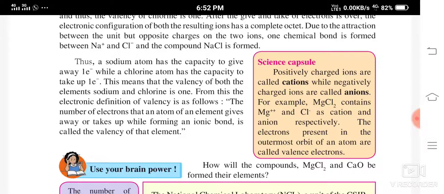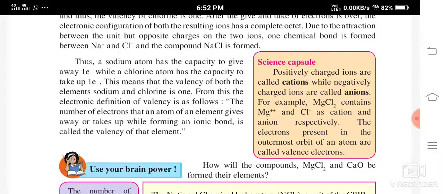I have shown you how. So, see that again and again. Go back if you want and see it again so you will understand. So, what is happening? Sodium is giving away 1, chlorine is accepting 1. So, the sodium atom has the capacity to give away 1 electron, whereas the chlorine atom has the capacity to take up 1 electron. So, this means that the valency of both the elements, sodium and chlorine, is 1. You saw in both the elements, 1 electron is taking part in the reaction, and that is why the valency is 1 in both the cases.